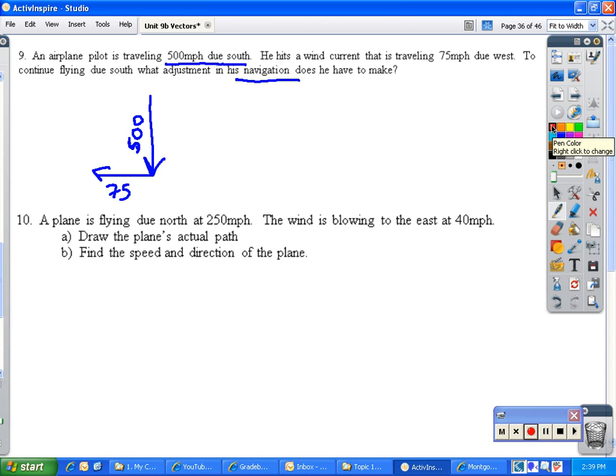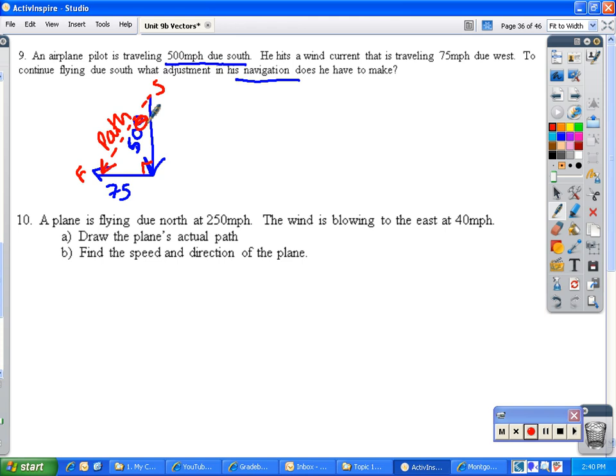So let's talk about where he's actually going. If he starts here, and this is the end of that second vector, this is the path that he's actually taking. This is his path. Now, if we were asked to find out how fast he's actually flying, we would want the length of that side. And since south and west make a right angle, we could use the Pythagorean theorem. Instead, though, we really are being asked, what angle, what direction is he taking right here?